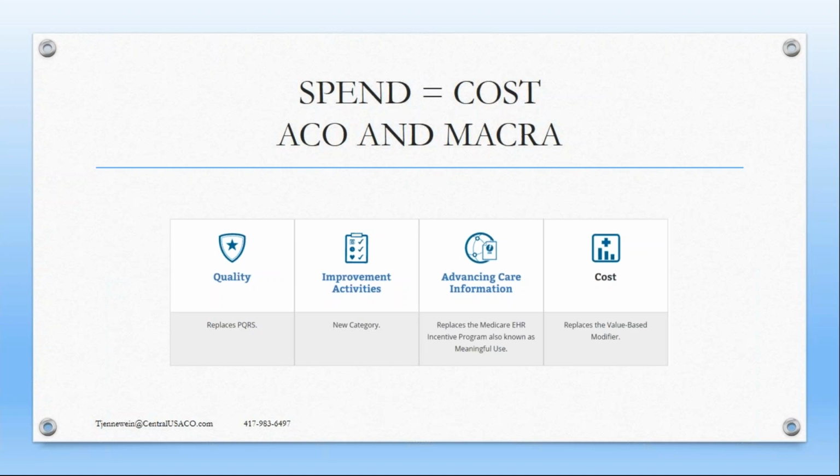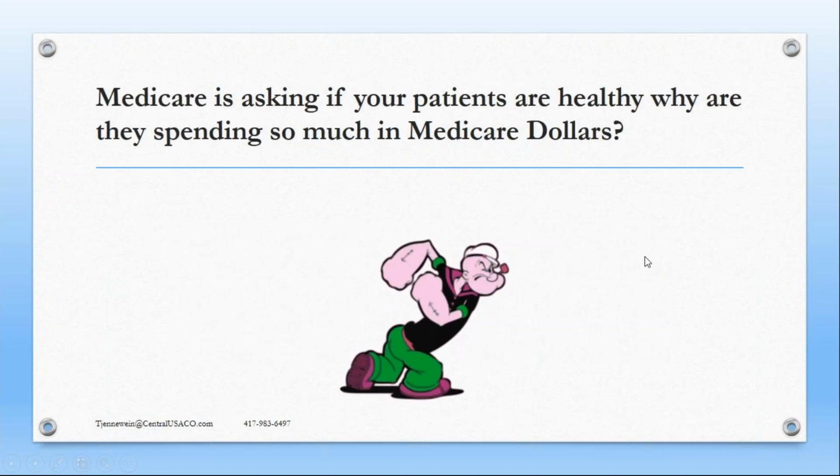Now, cost also equates to risk scores. So if you have a healthy population, Medicare is going to say, when it comes to your cost, if your population only has high blood pressure and not a bunch of other comorbidities, why are you spending so much? You must not be a good physician. You are not being a good steward of Medicare's dollars. This is how Medicare thinks.